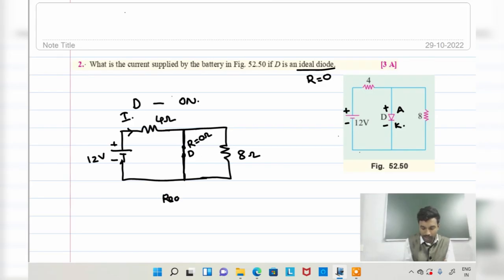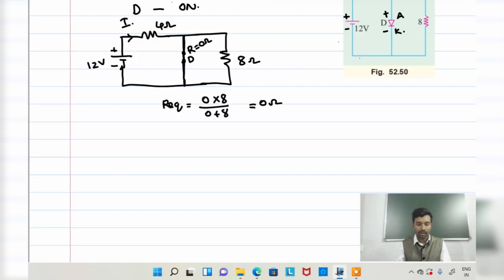So R equivalent here is 0 into 8 by 0 plus 8. R1 into R2 by R1 plus R2, that is the formula for parallel connection. So that will be equivalent to 0 ohms. So 0 ohms means this entire branch is neglected.